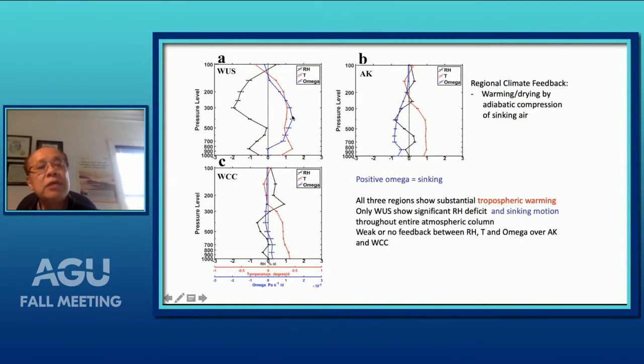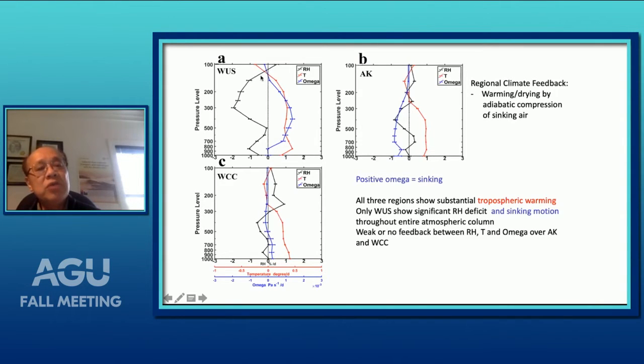If you look at the Western US region, this curve is the relative humidity. You can see it's drying in the upper troposphere, and there's also a peak in the lower troposphere, which is related to the downward wind. Then you can see the warming, this red curve here, extending over the entire troposphere. And the downward motion, represented by the blue curve here, shows very strong downward motion through the entire troposphere. So this is much more than just a surface phenomenon; it involves the whole troposphere.